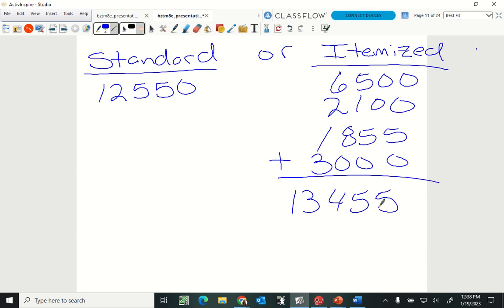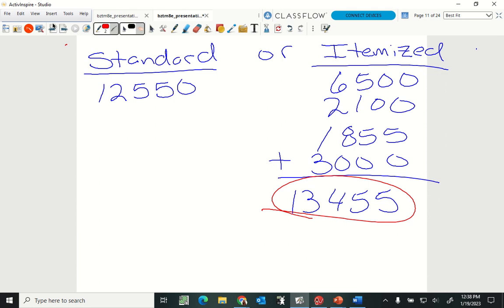Remember how I said I want my number to go down? I want my taxable income to go down. So which one should I use? Standard or itemized? The higher. So I want itemized. I always want to use the bigger number.